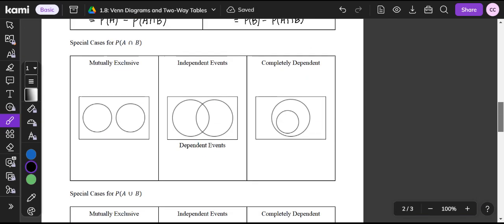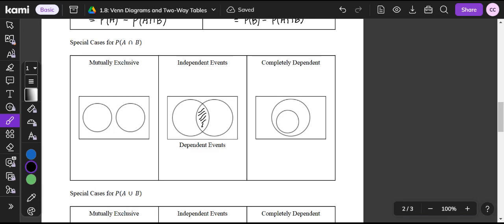All right, now we got to talk about some special cases for A intersect B. This is why I started. All right, so remember A intersect B, that's this part in the middle here, but there are some special times where it doesn't always equal that formula I gave you.